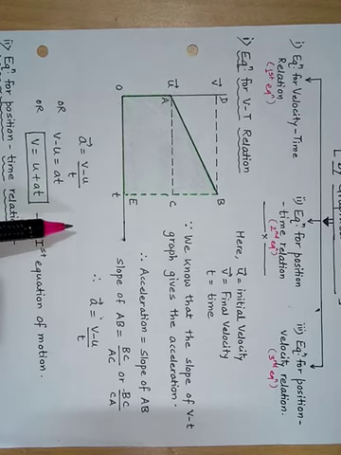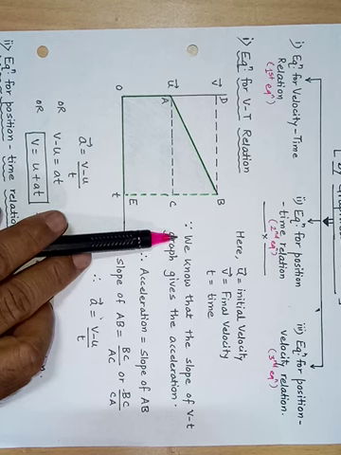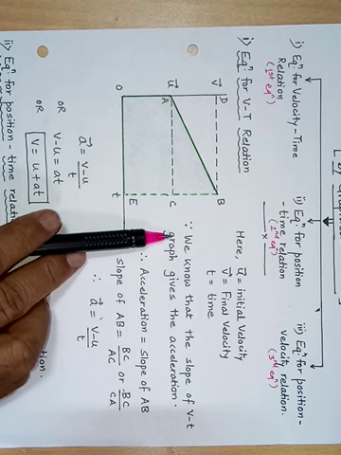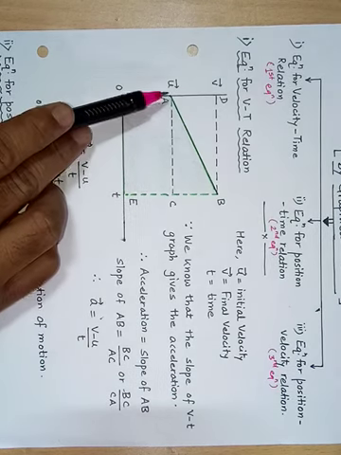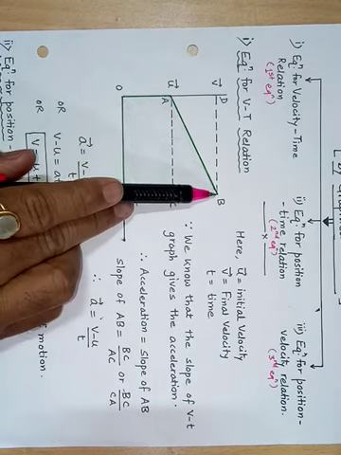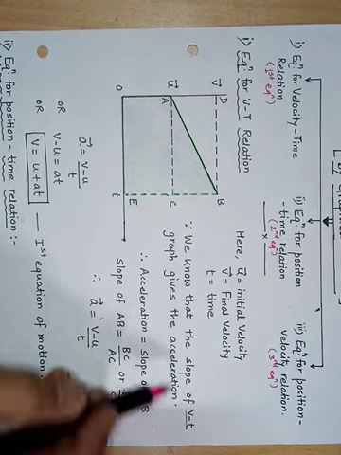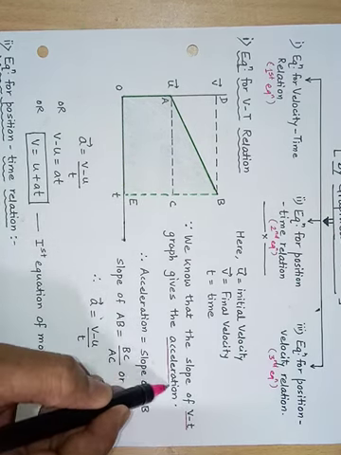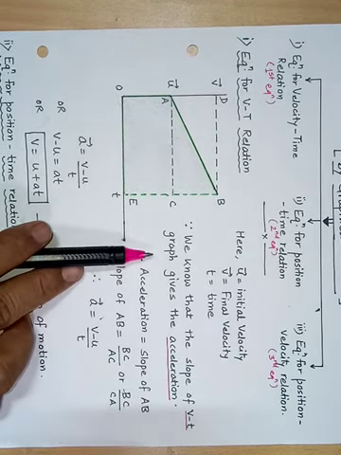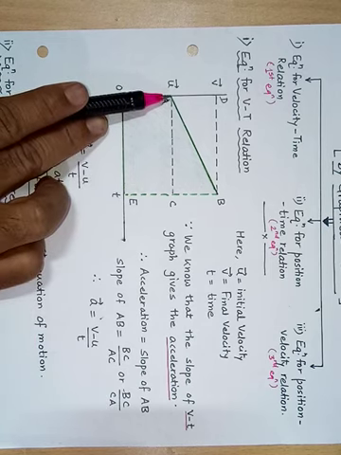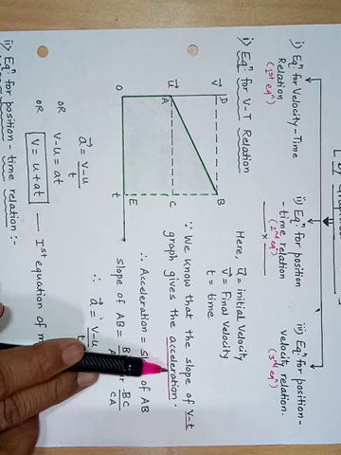Now we have studied in the velocity time graph that the slope of a velocity time graph gives us the acceleration. So here also, since this is a velocity time graph, the slope of this particular line AB will give me the acceleration. So now I would like to calculate first the slope of this particular line, so that the slope will give me the acceleration.